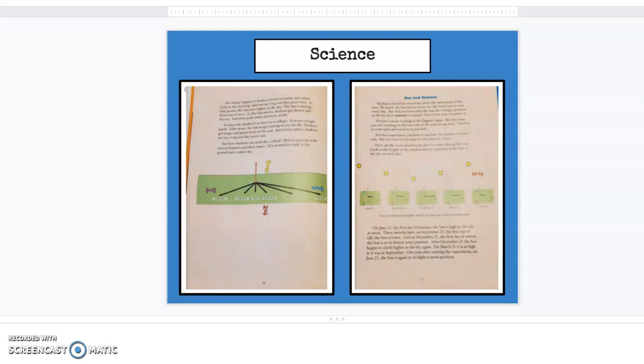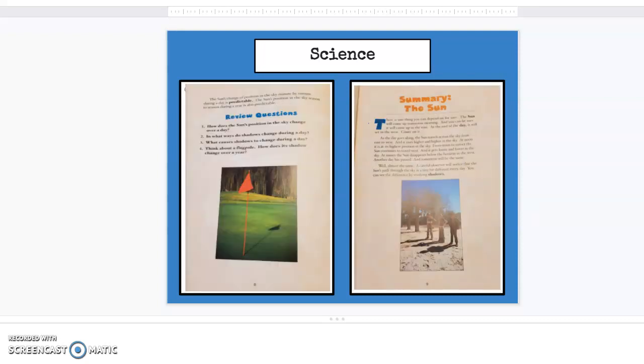After December 21st, the sun begins to climb higher in the sky again. On March 21st, it is as high as it was in September. 1 year after starting the experiment on June 21st, the sun is again at its highest noon position. The sun's change of position in the sky minute by minute during the day is predictable. The sun's position in the sky season to season during a year is also predictable.